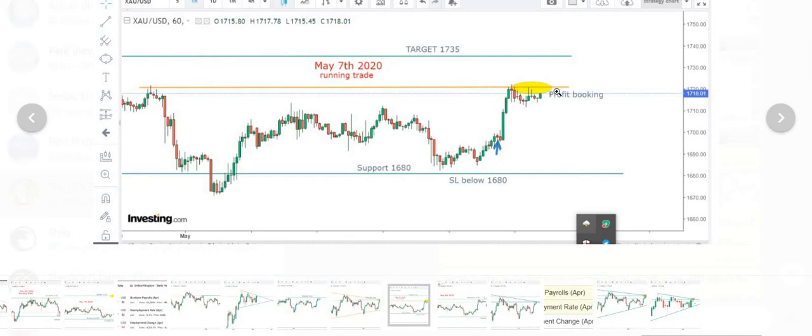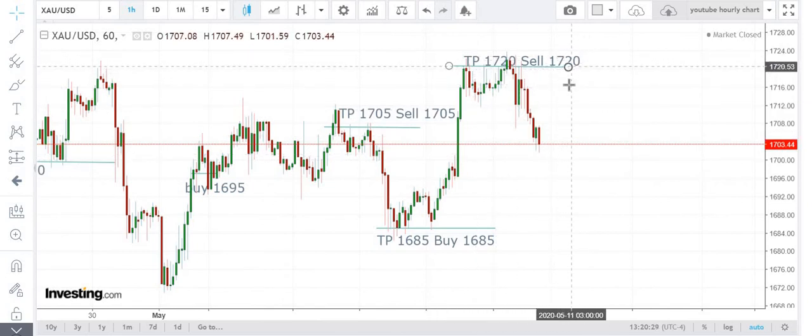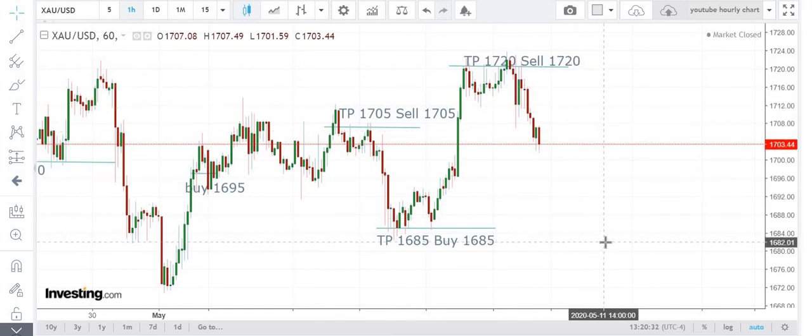Now you see, at the time of sharing this forecast, we were at 1718 levels. We booked profit over here. This was the stop loss, this was the support level. Now this is very easy. This was the last trade given to the members, and currently again we are short on our positions from Friday at 1720, and we are expecting the prices to revisit 1680 levels.